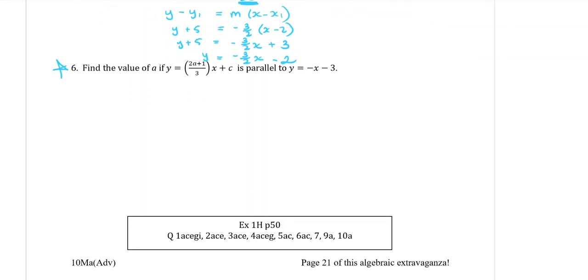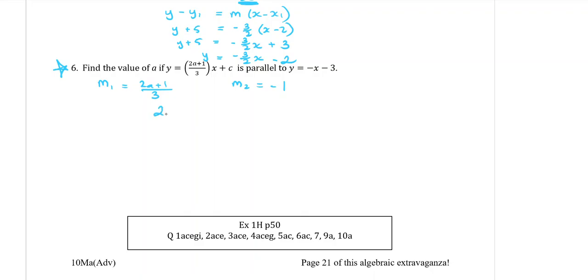Question 6 is my little challenge question for the day. Find the value of a if y equals (2a plus 1 over 3), all in brackets, x. So that bracket is the gradient that's in front of the x, plus c, is parallel to y equals minus x minus 3. So looking at the first equation, like I said, that 2a plus 1 over 3 is the gradient, so that's the m1. The m2 comes from the second equation here, which is a nice normal one, which is -1. They're parallel, which means those two gradients need to be equal.